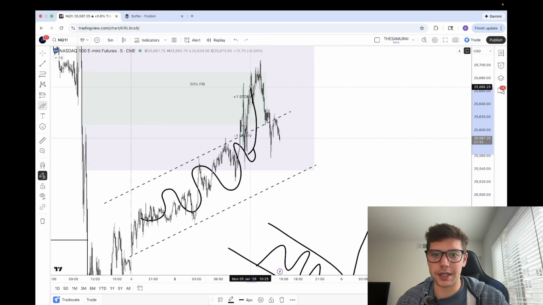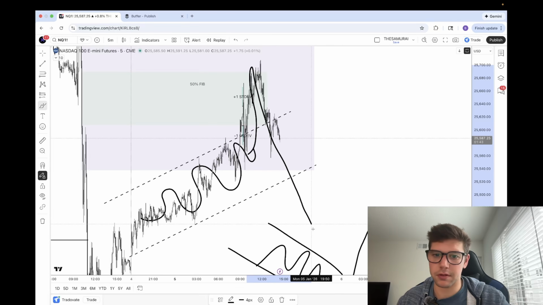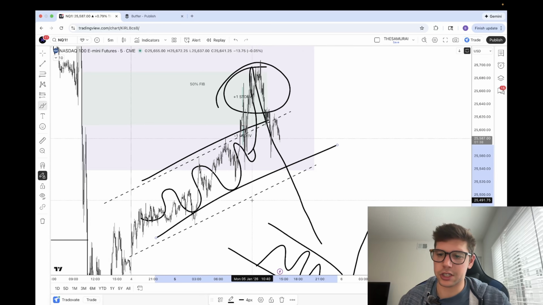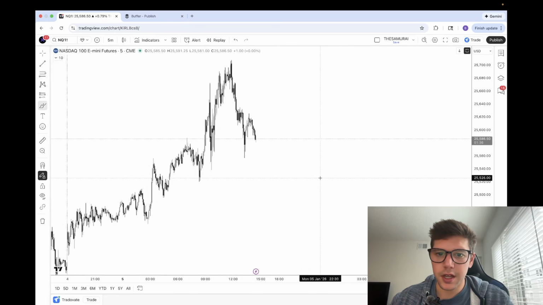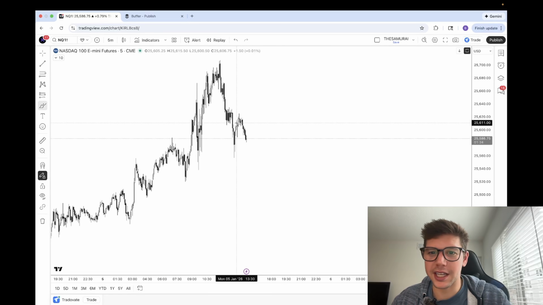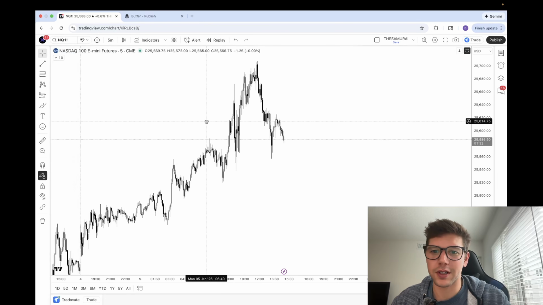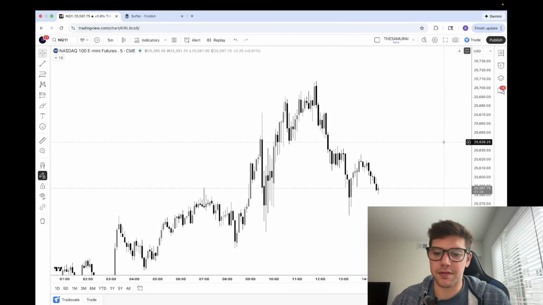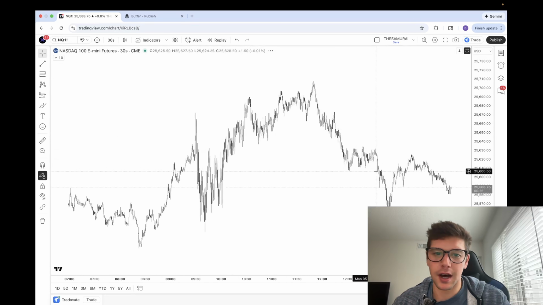And now we're manipulating to the upside. Now I'm expecting price to move back down, right? That's that manipulation of the rising channel. So that's really it. I wanted to show you guys what I see, not only from a breakout perspective, but also a mean reverting perspective as well.